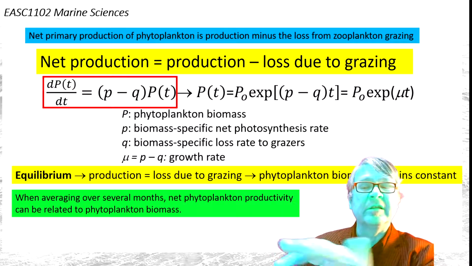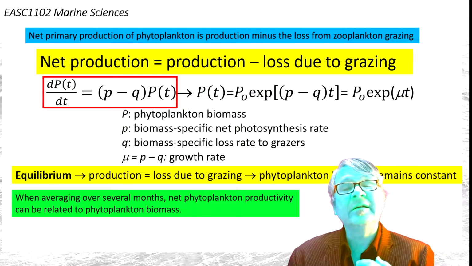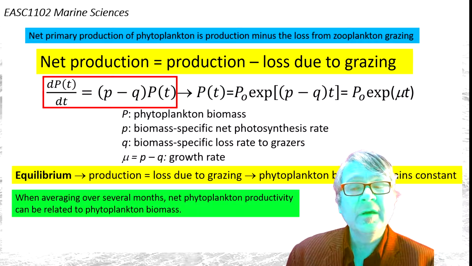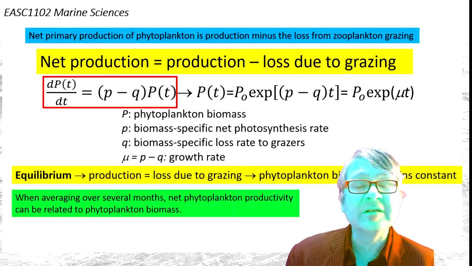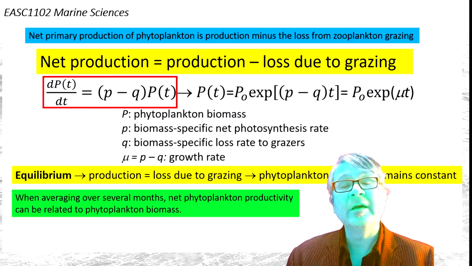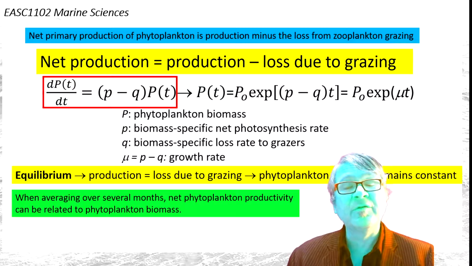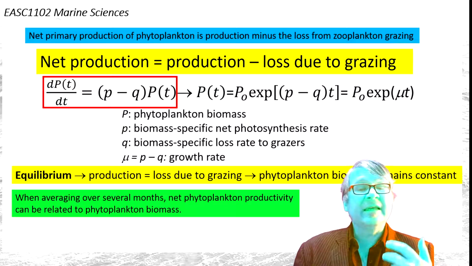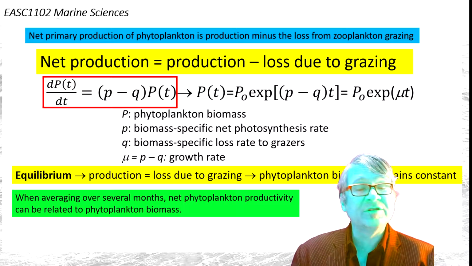And this is shown here with this little equation in the red box. On the left side is the change of phytoplankton biomass over time. And it's proportional to the actual phytoplankton biomass, called P, on the right-hand side, multiplied by P minus Q, and P minus Q is the growth rate. It's the net photosynthetic rate and the loss rate to grazers.